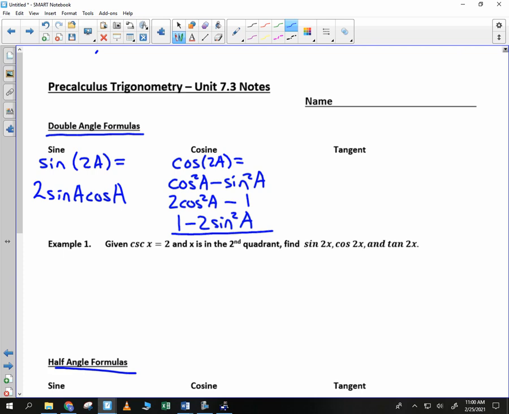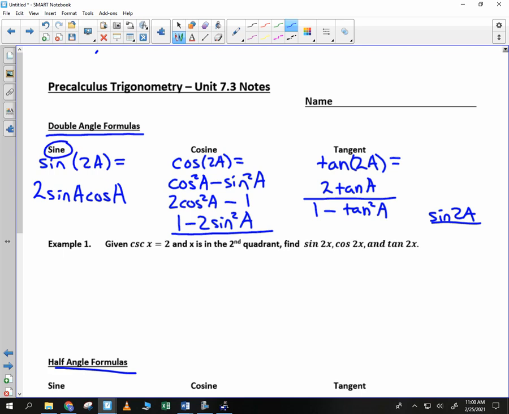And then tangent of twice an angle is in fact equal to 2 tangent of an angle divided by 1 minus tangent squared of an angle. There's another one that I like to use. I just use sine of twice an angle, which is this one over here, divided by cosine of twice an angle, which is this one over here. So just take your 2 results and divide them.